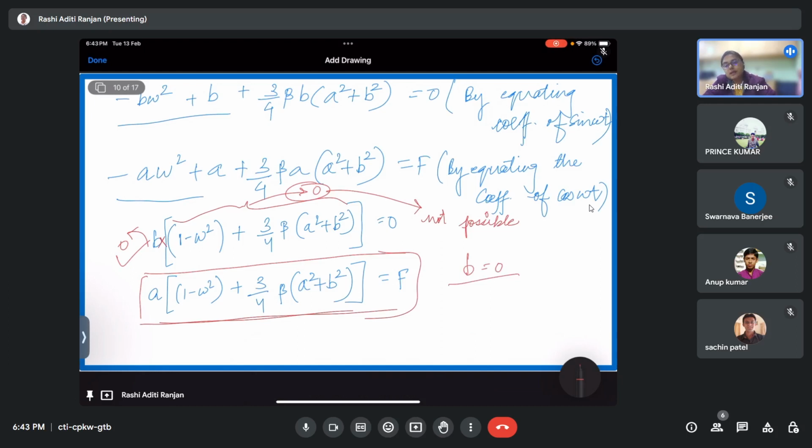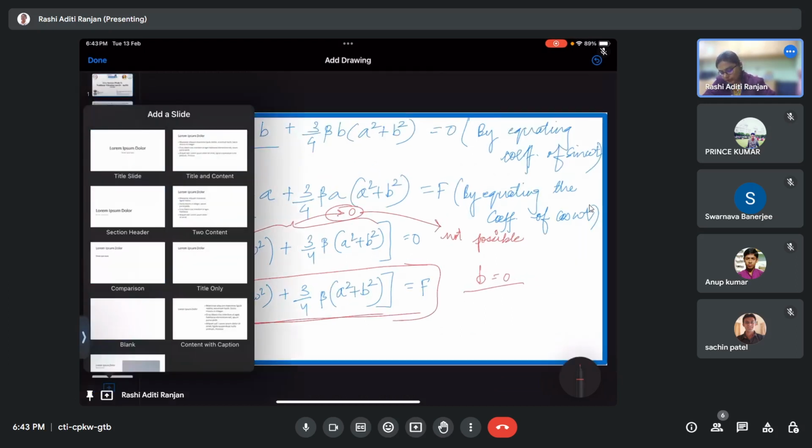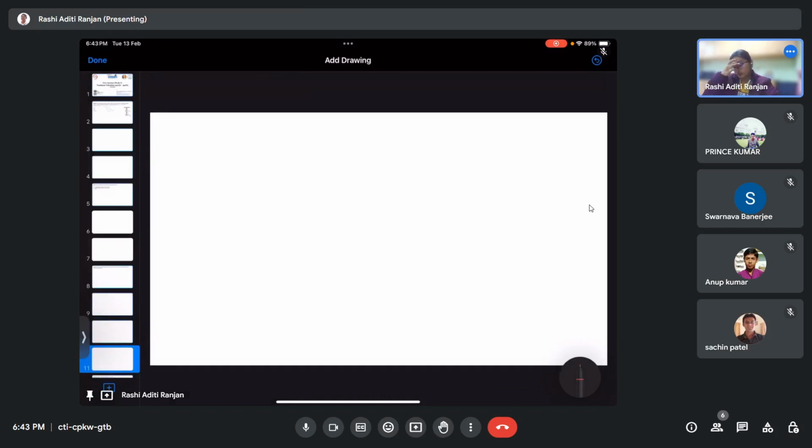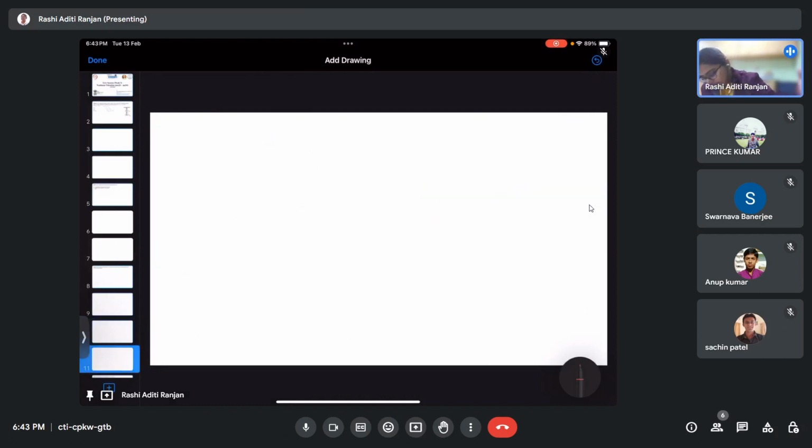Okay, so if B is equal to 0, then what can I get? From this expression, I'll put B as 0. Right, what am I going to get? I'll get A into [1 minus omega square plus 3 by 4 beta into A square] is equals to F.